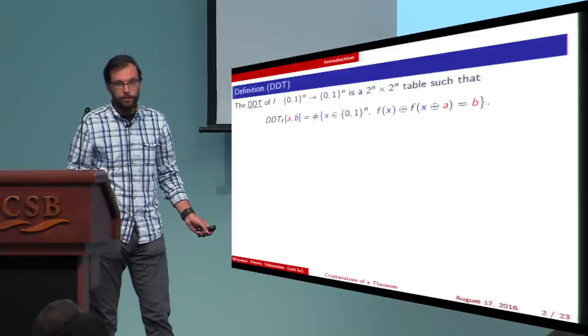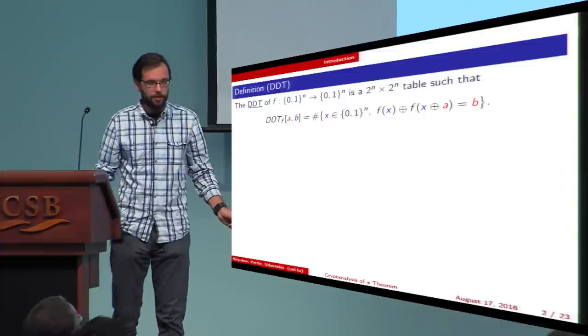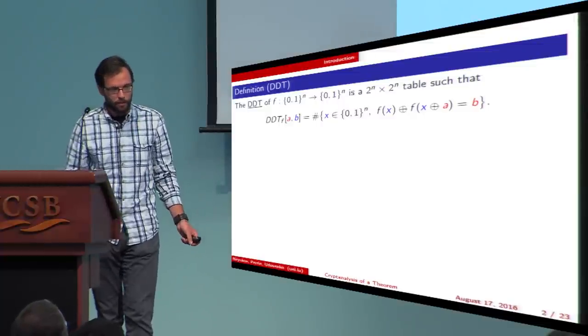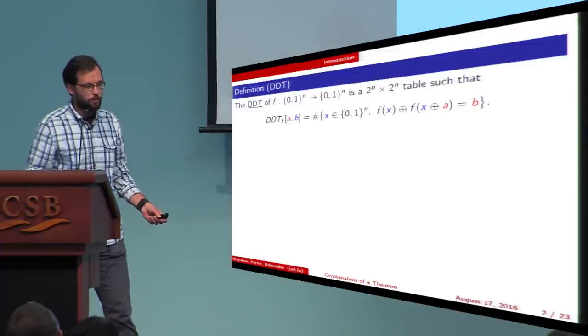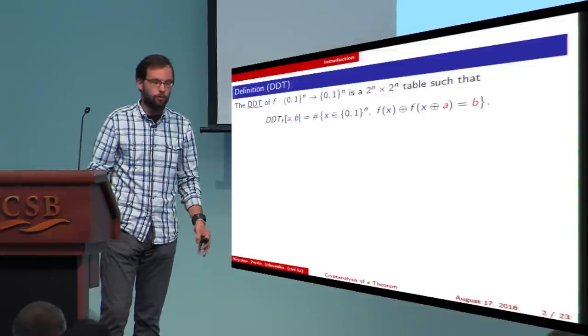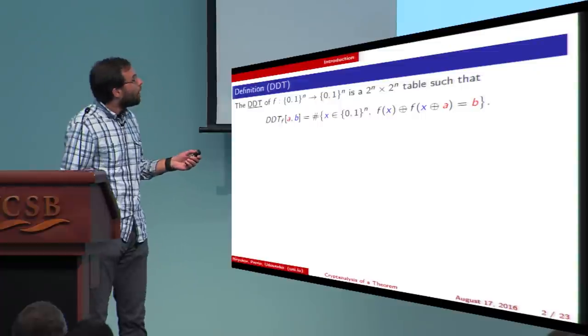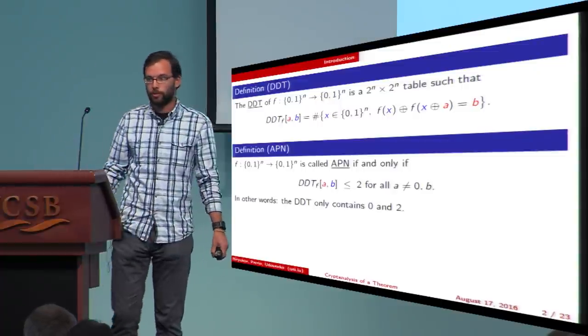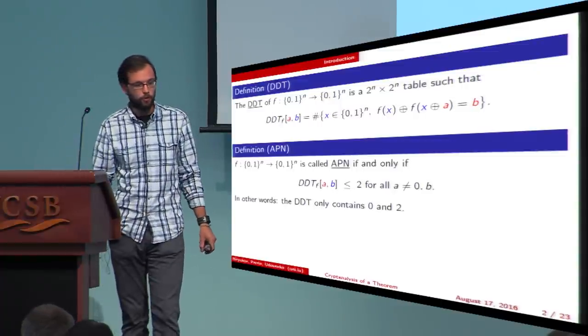All the values are even in this table, and they can't all be zero. So the best possible case is when there are only zeros and twos. And when this happens, we call the function almost perfect nonlinear, or APN.